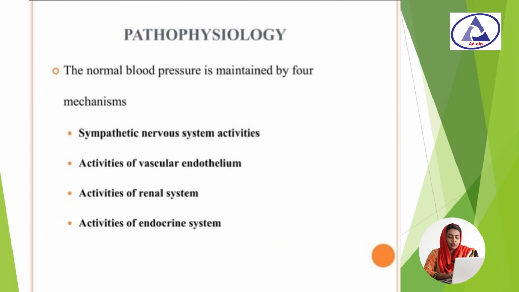Now, pathophysiology. The normal blood pressure is maintained by 4 mechanisms. First is sympathetic nervous system activities, second is activities of vascular endothelium, third is activities of renal system, and last one is activities of endocrine system.